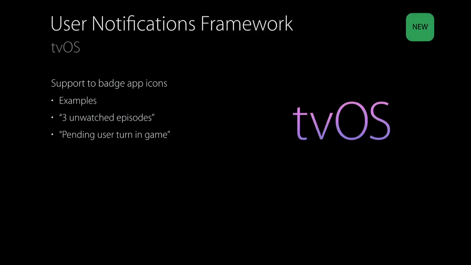And continuing, for tvOS, we now give support to badging app icons for both local and remote notifications. This can be used in different ways. For example, if your application wants to let the user know the number of unwatched episodes they have, you can just badge the app icon with that number. Or for a turn-based game, if the user has a pending turn, then badging the app icon lets them know that that's waiting for them. So that's, in a nutshell, a summary of what this new framework allows you to do on all these different platforms that Apple has.